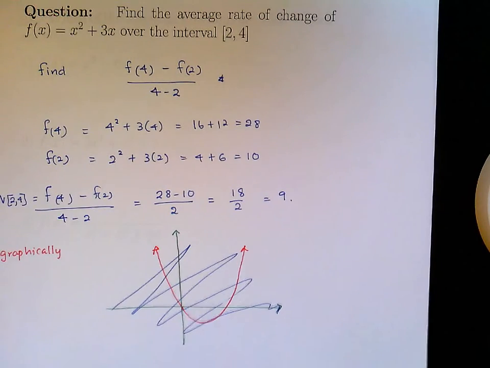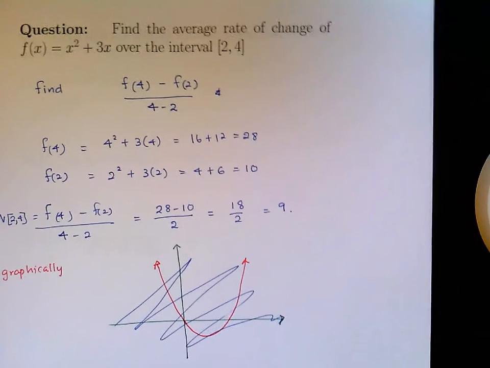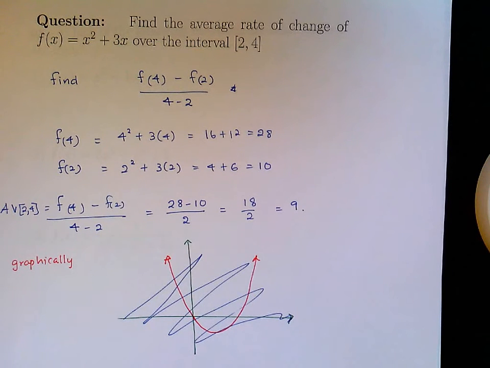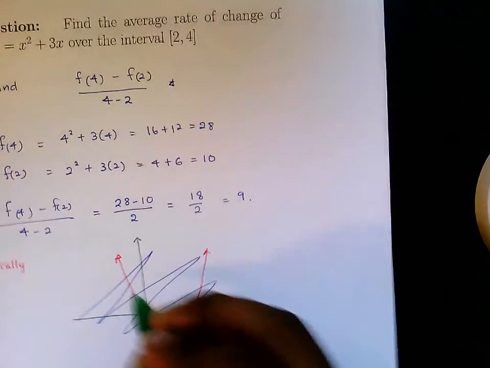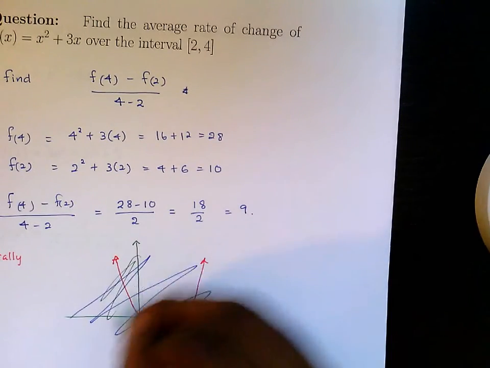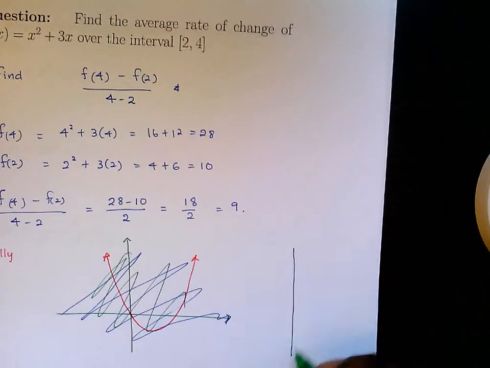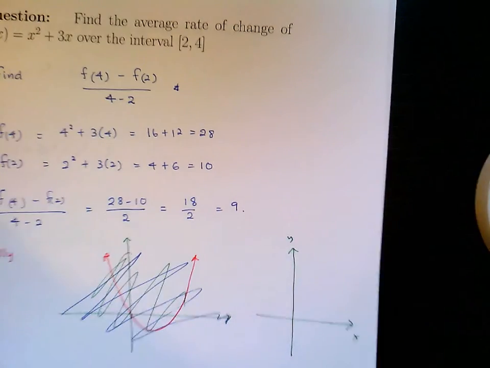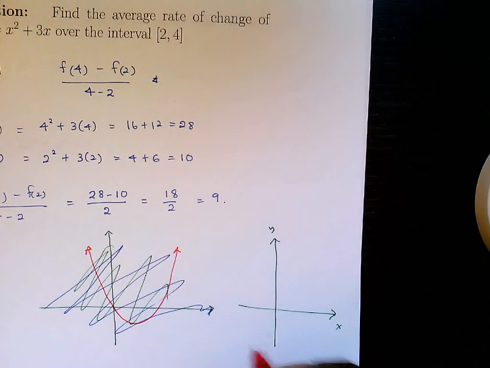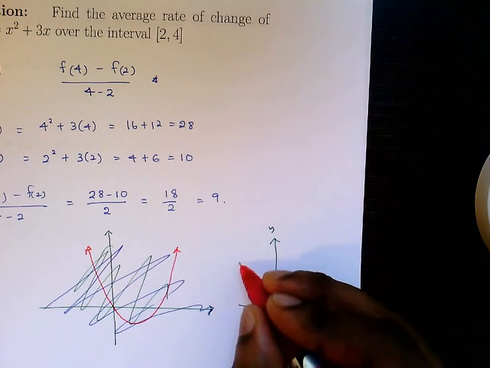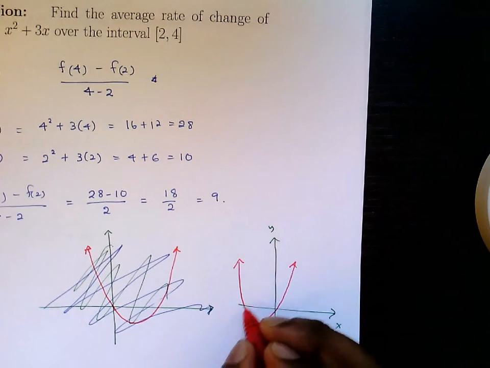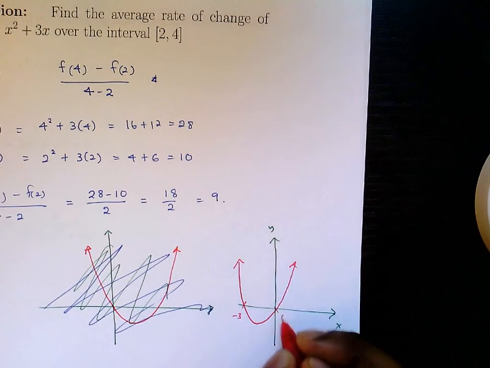Okay, so I hope you got that right. The average rate of change ends up being 9. Okay, so let's see what it means graphically here. So you have the x-axis and y-axis, and x squared plus 3x would be a graph like this. It's a parabola. This point is -3, this point is 0.